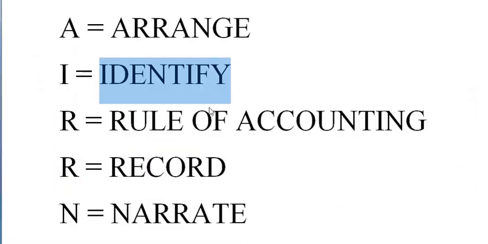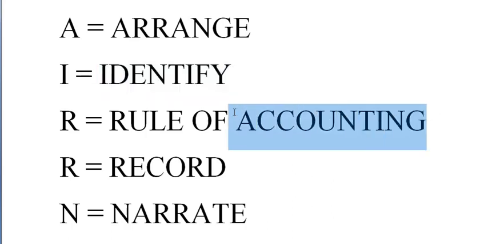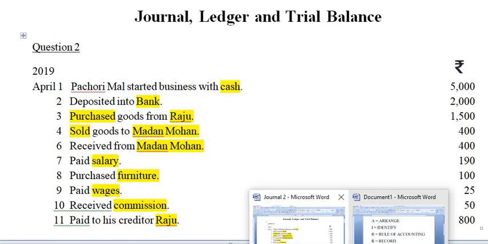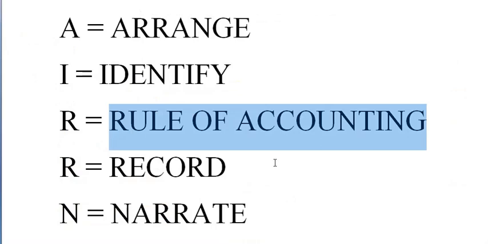After identifying, you have to apply the golden rule. I hope by now you have learned the golden rule of accounting. You have to apply it in each and every single transaction, after you identify what type of accounts are involved and what type of transaction this is. Debit the receiver, credit the giver for personal account. For real account, debit what comes in, credit what goes out. For nominal account, debit all the expenses and losses, and credit all incomes and gains.